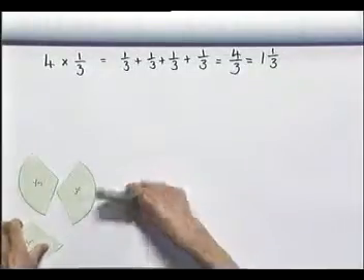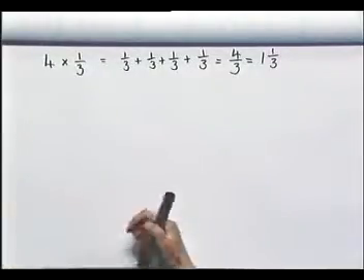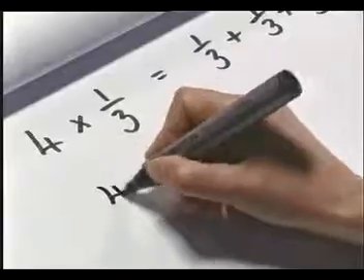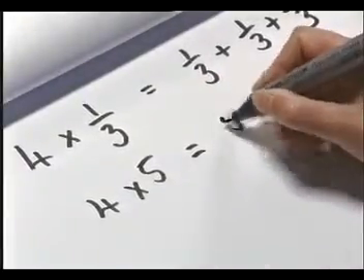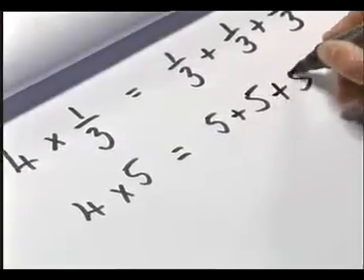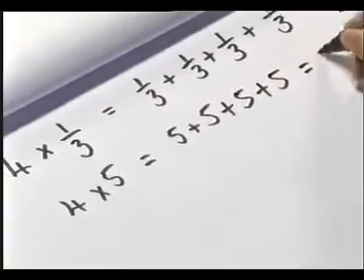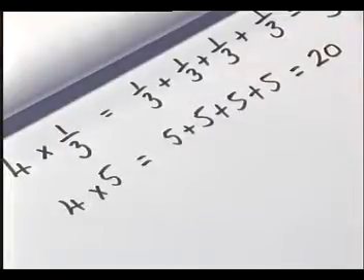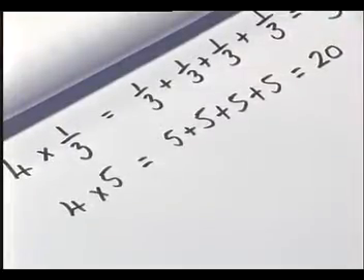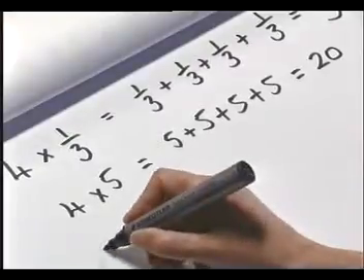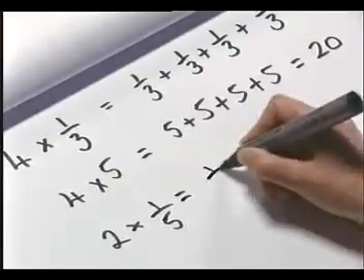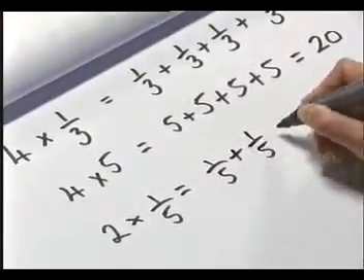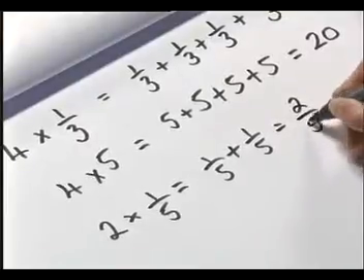And that's exactly the same as our usual multiplication. If we have 4 times 5, for example, that means I've got 5 add 5 add 5 add 5, which gives me 20. Fractions work in exactly the same way. So if I had 2 times 1/5, I'd have 1/5 plus 1/5, giving me 2/5.